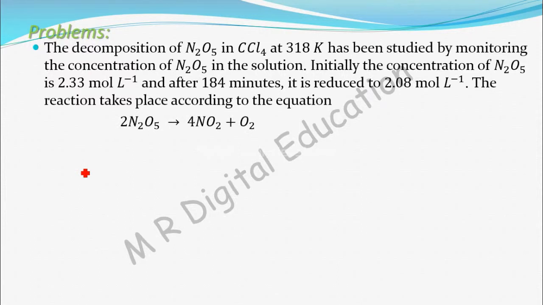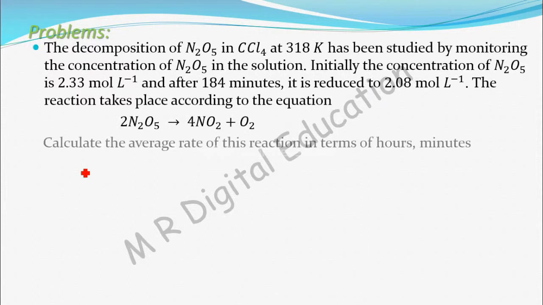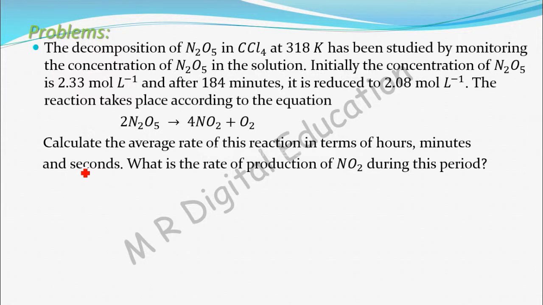2N2O5 gives 4NO2 plus O2. Calculate the average rate of this reaction in terms of hours, minutes and seconds. What is the rate of production of NO2 during this period? See the problem once again.